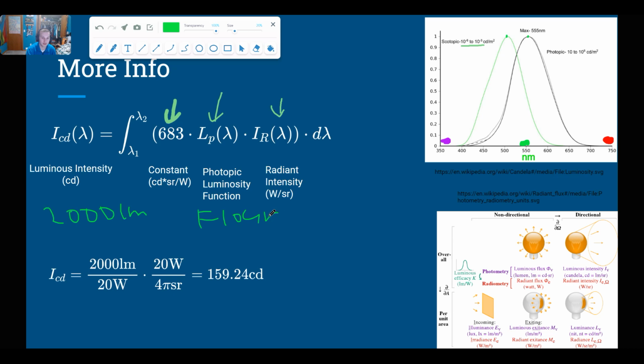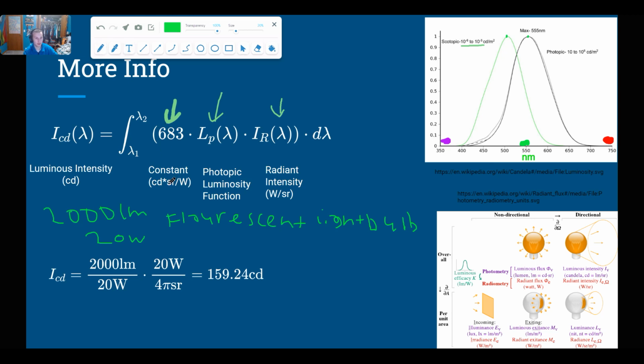Oh boy. I think I'm going to spell fluorescent wrong, so I'm going to cut here and double check my spelling on that. Okay. So what we got going on here is that we have a fluorescent light bulb. It produces 20 watts, and it has an output of 2,000 lumens.